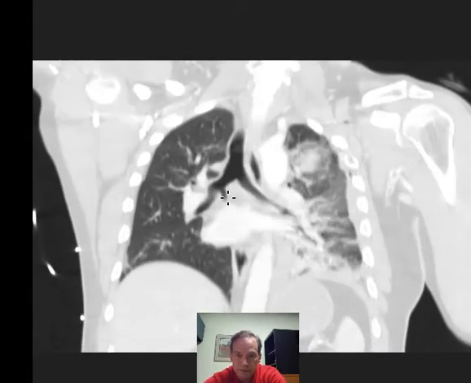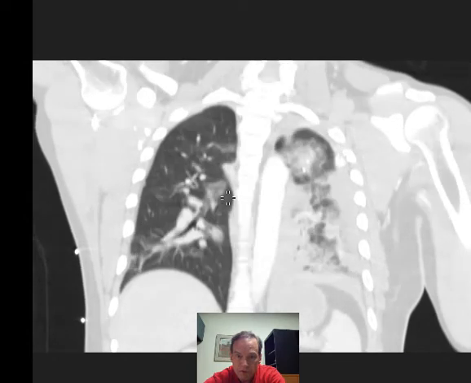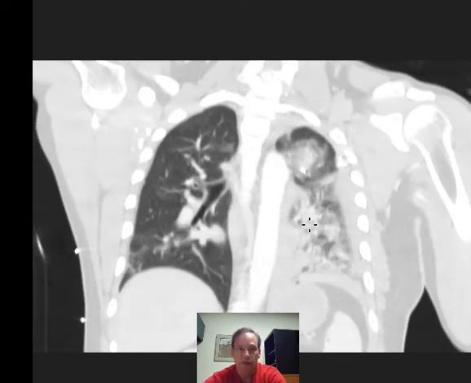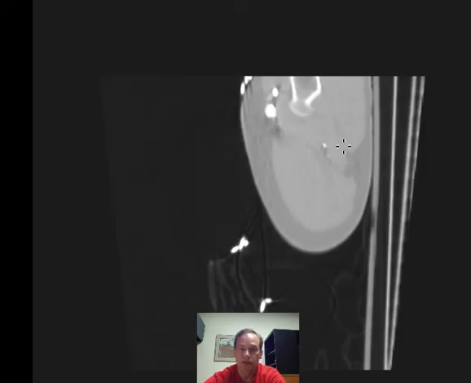Let's see here. Well, there certainly is some atelectasis here in the left lower lobe, and that probably reflects compressive atelectasis secondary to pneumothorax. The blood in the pleural space is pushing against the adjacent lung.